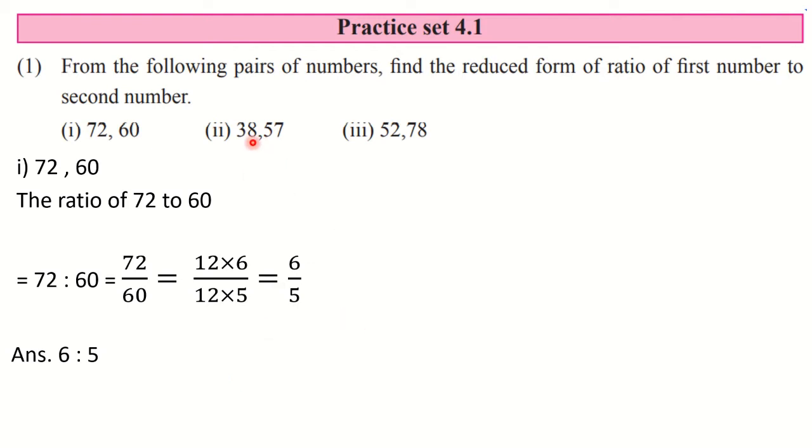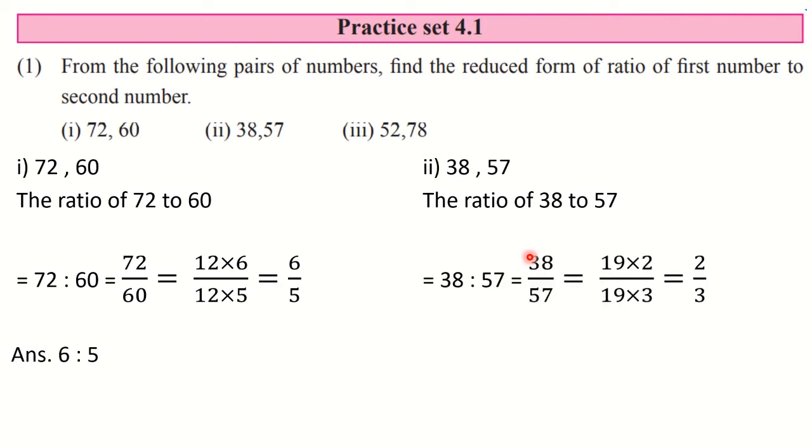Now let us go towards question number 2. That is 38 and 57. So we have to write down the ratio of 38 to 57. So that we will write as 38 is to 57, which is equal to 38 upon 57. Now these two numbers, 38 and 57, they are in the table of 19. We can write down 38 as 19 into 2, and we can write down 57 as 19 into 3.